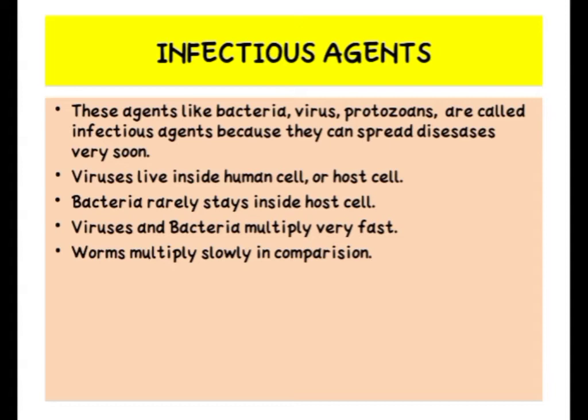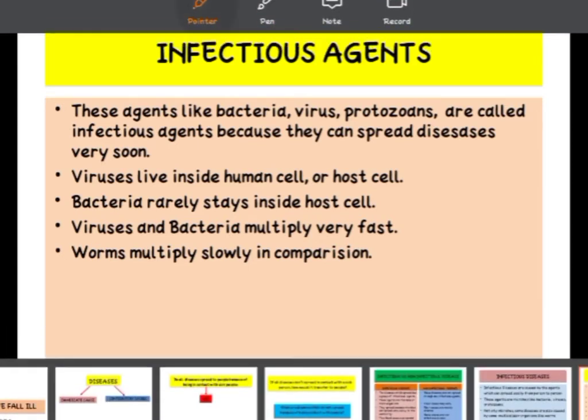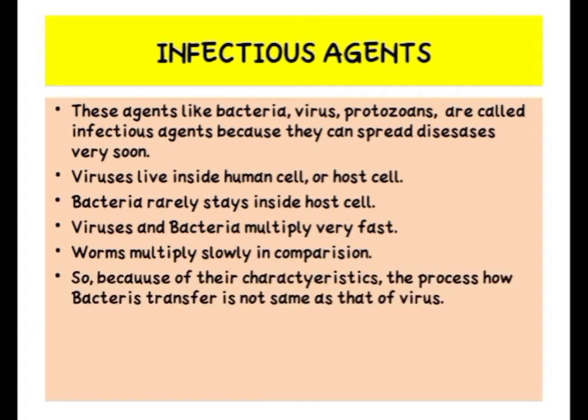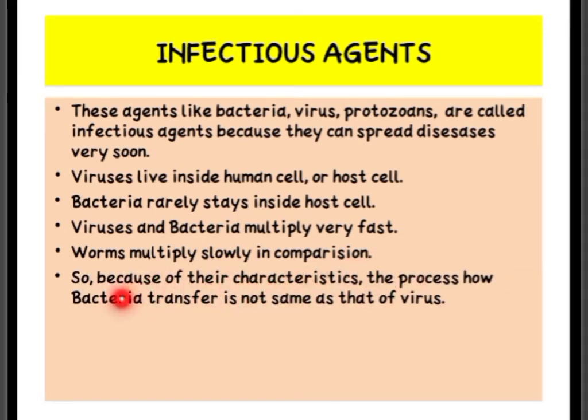We have read about worms, that worms can also cause infectious disease. Okay, so these worms are also responsible for carrying infectious diseases, and what they do is they do not multiply as fast as bacteria and viruses do. They multiply slowly. Okay, because worms are a little bit higher organisms than bacteria and virus, they multiply slowly in comparison. So children, what happens?